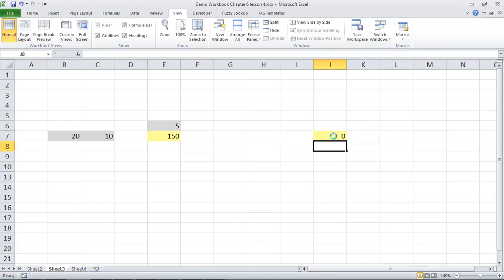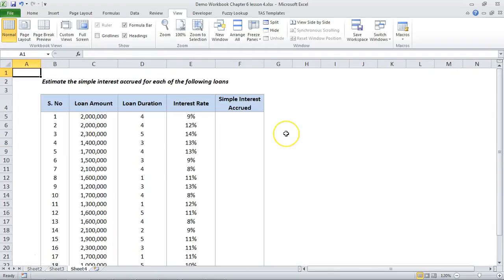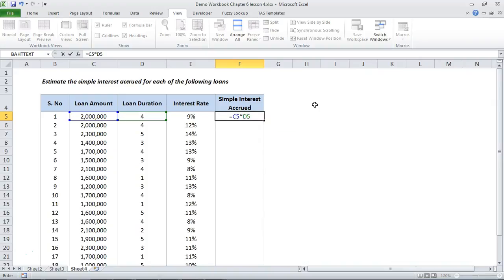Because of this property of Excel formulas, you can copy a formula to different parts of a worksheet and the formula gets updated automatically. With this, let's revisit the example we saw in the last lesson. In this example, we need to calculate the simple interest for each row. Let's type out the formula for the first row, equal to C5 multiplied by D5 multiplied by E5. This gives us the simple interest for the first row.